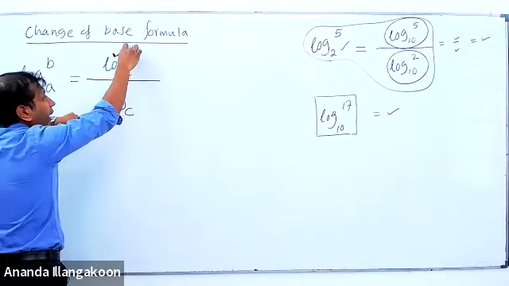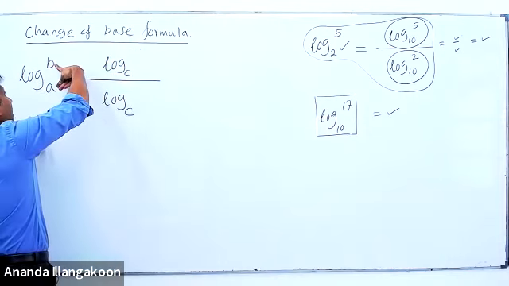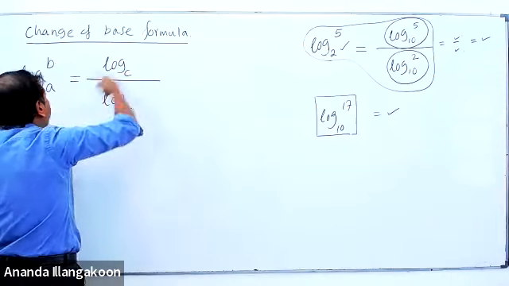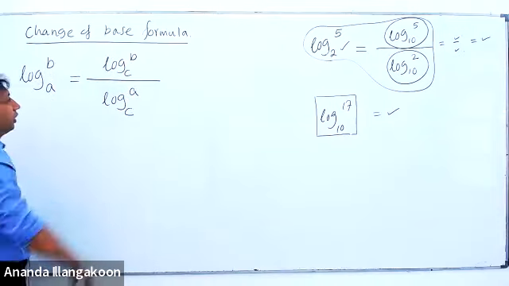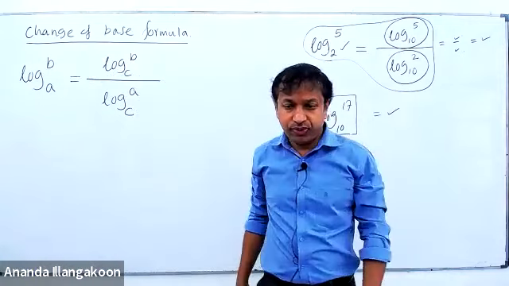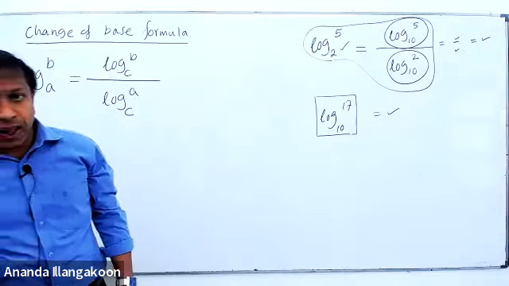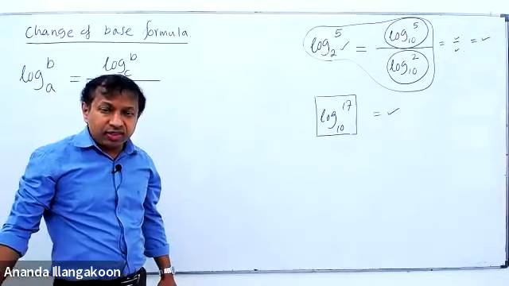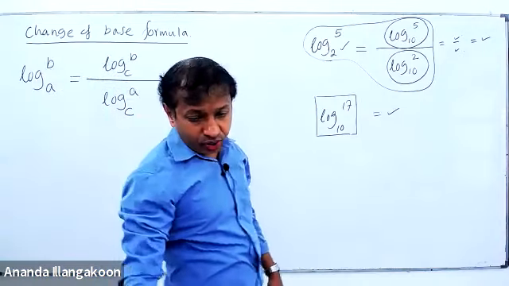Then the numbers in the log are the respective numbers at the corresponding positions. Draw them here. Then we get b here, and here we get a. This is called the change of base formula. Understood? This is another important one, people. There's a chance of getting it in the term test to prove. Write down the change of base formula.